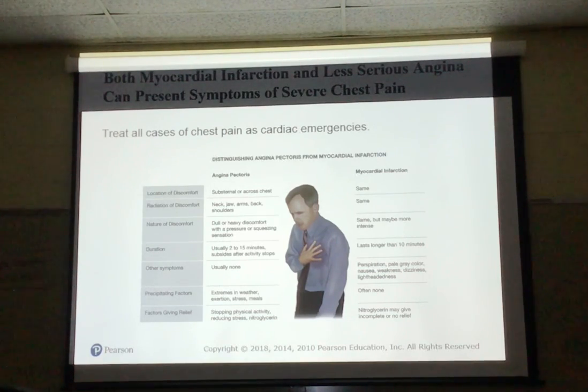All right? They have this substernal chest pain. It goes to their jaw, arm, back, and shoulders. They describe it as dull or heavy discomfort. Usually lasts between 2 and 15 minutes. All right? Stopping physical activity, reducing stress, and nitroglycerin are factors of relief. Do you see the difference in those? Yes? No? Maybe? Okay. See where I'm going with that?